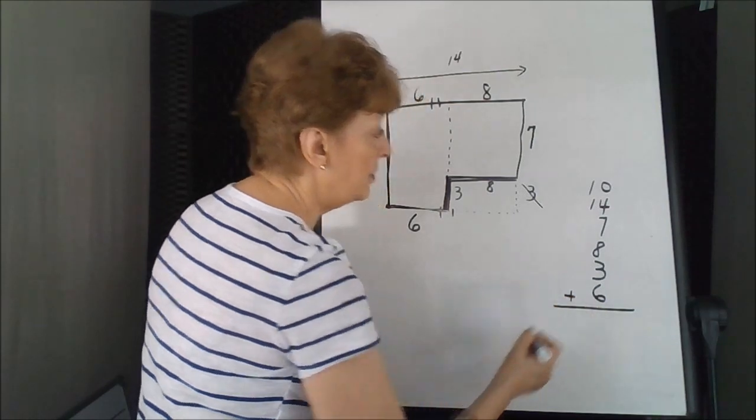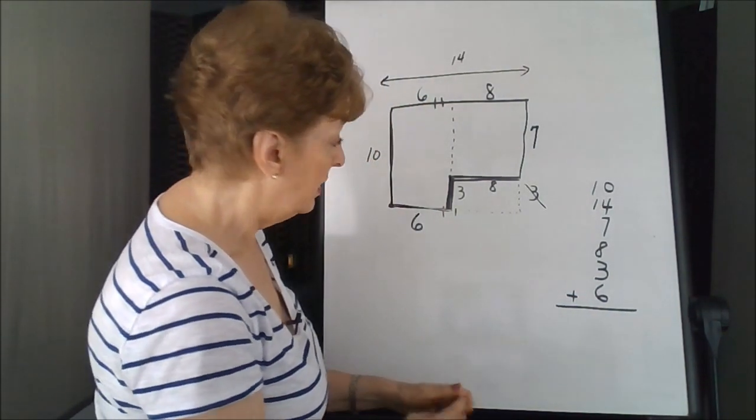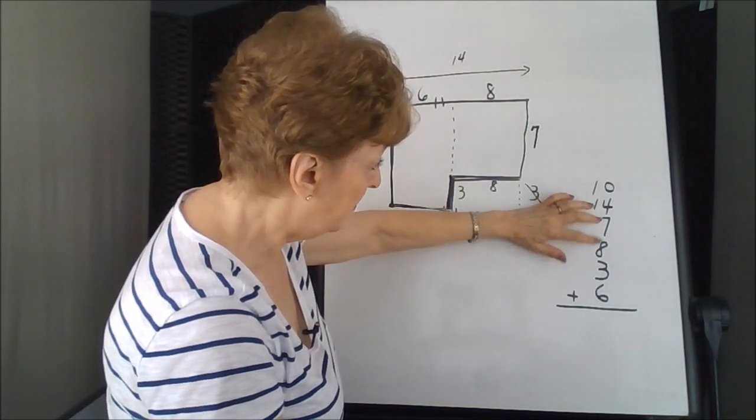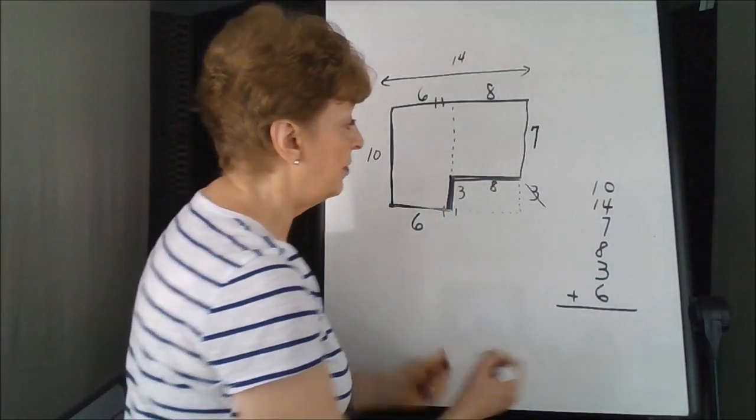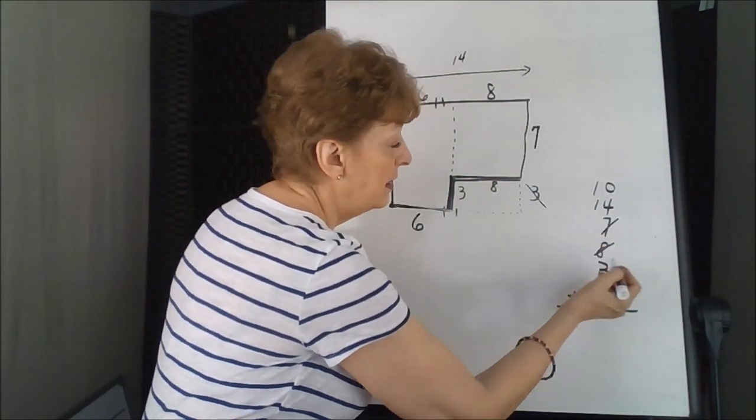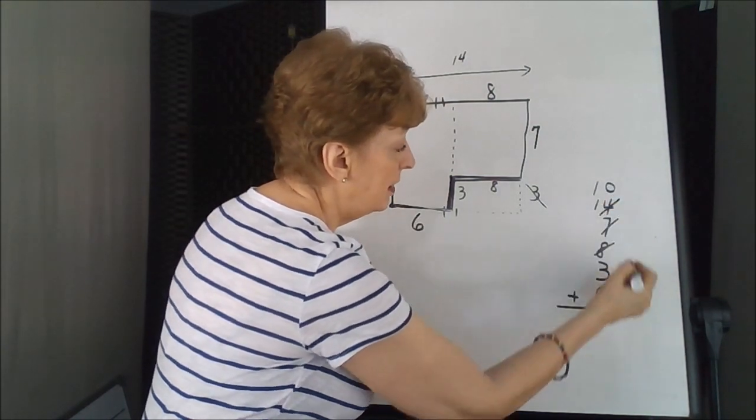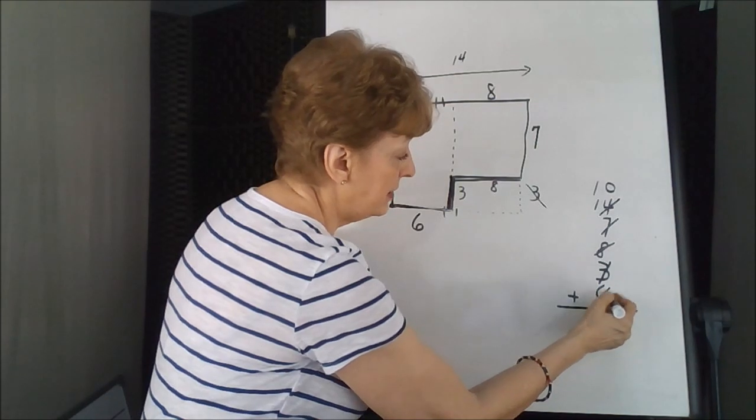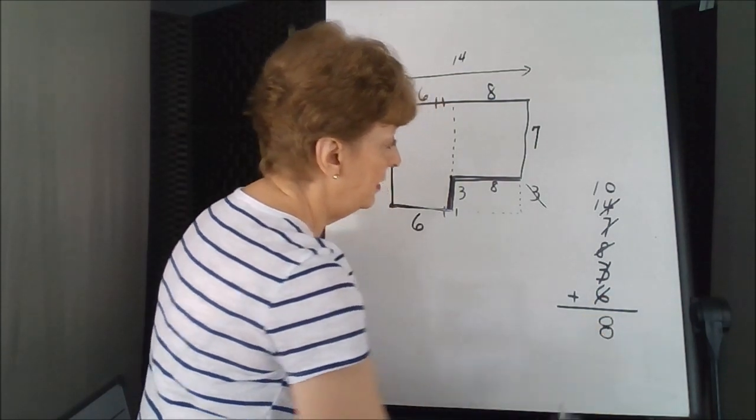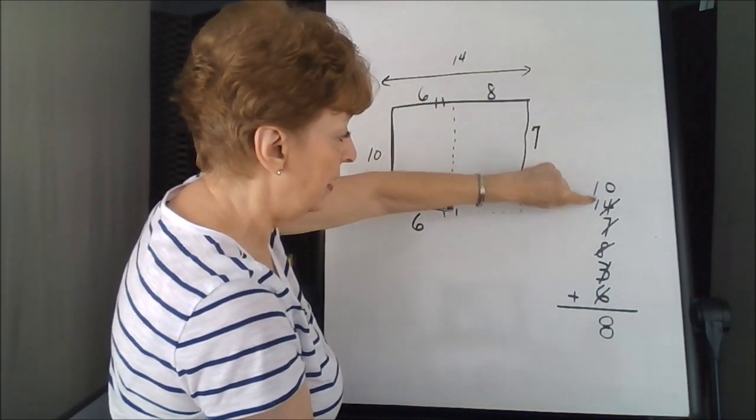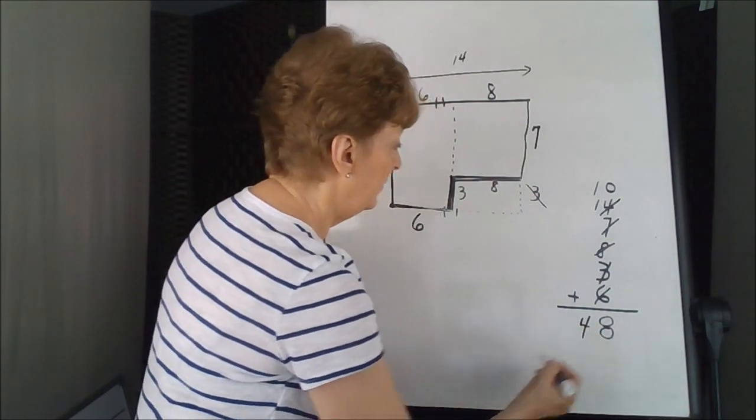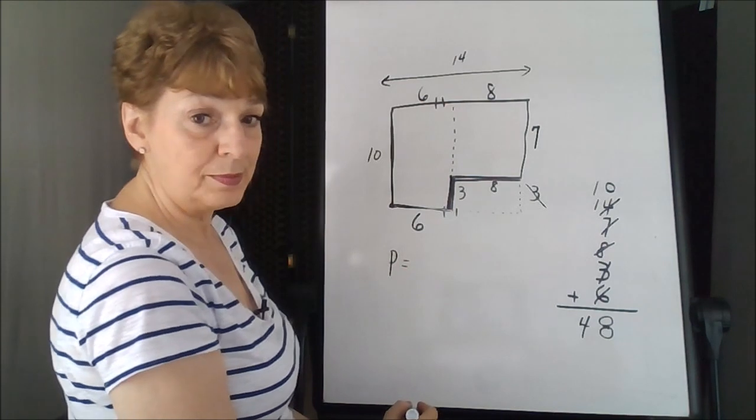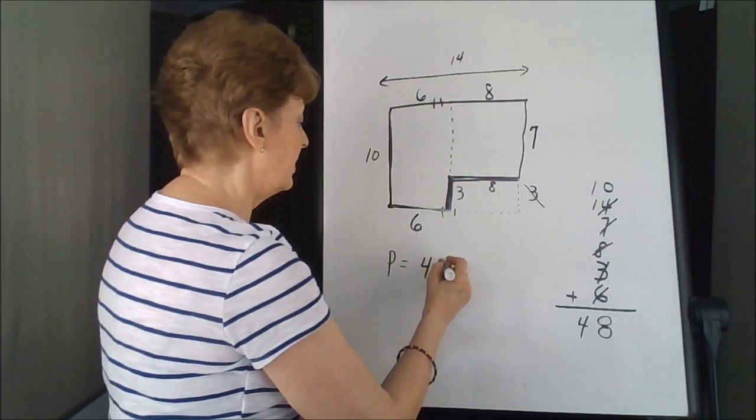Now all I have to do is add up my numbers. So let's see what we have. Here's a 15. We can do a 15 with this. 19, 22, 28, 2, 3, 4. So the perimeter of this odd shape is 48 units.